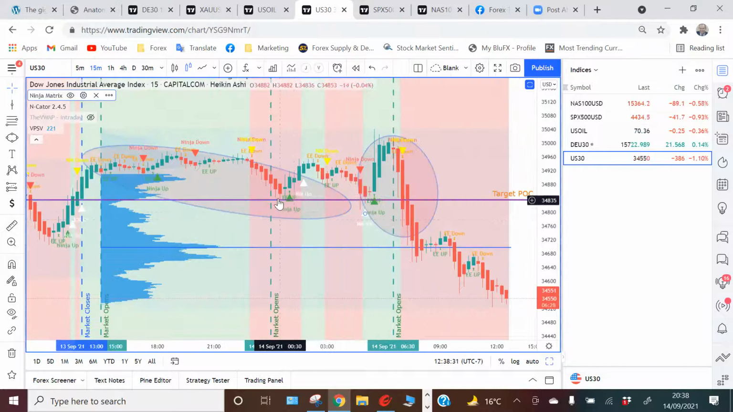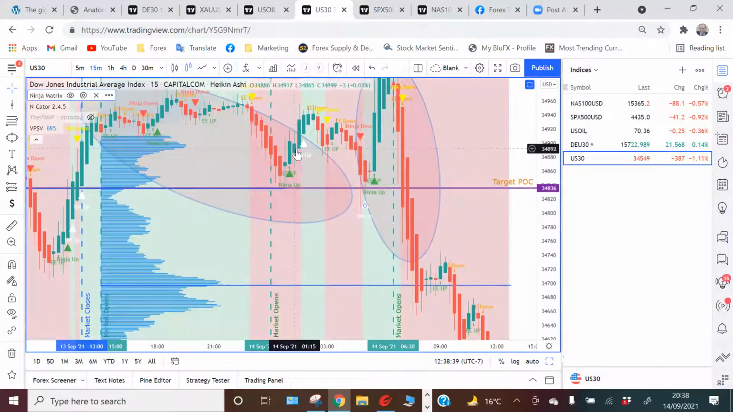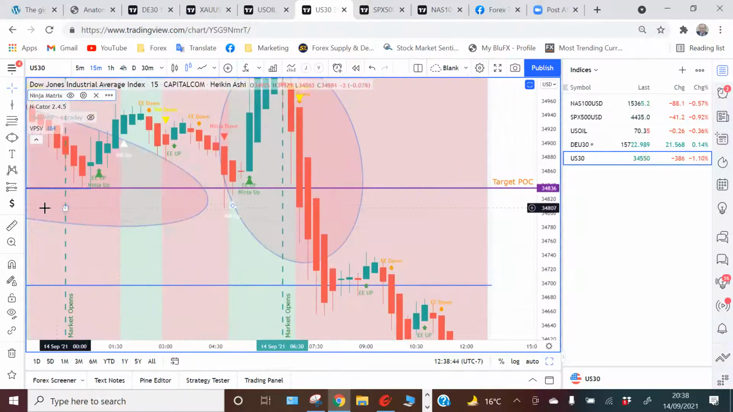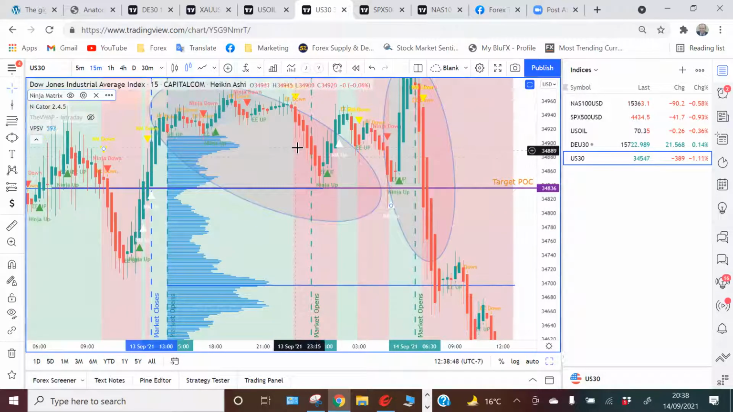And guess what happens? Boom. At that point there, hits the red zone. We get a ninja down. Thank you very much. I'm not sure if it wicks it or it just wicks it there. Just wicks it, boom, and one trade. Now, what was the time there?